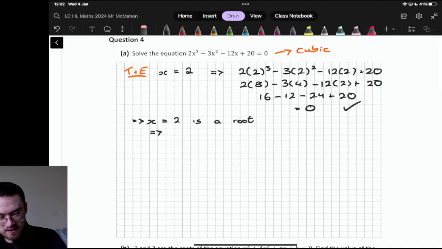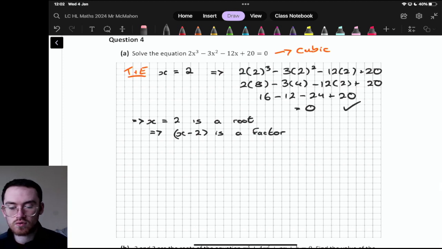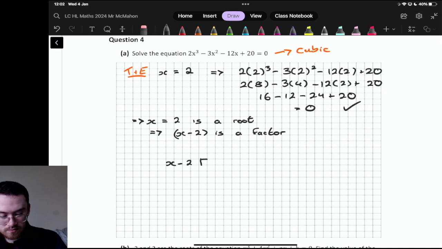which means then that x minus 2 is a factor. Remember that a factor of an equation will divide in evenly with no remainder. So that's what we're going to do. We're going to divide in by x minus 2. So we're taking our original equation 2x cubed minus 3x squared minus 12x plus 20. We're going to divide in.